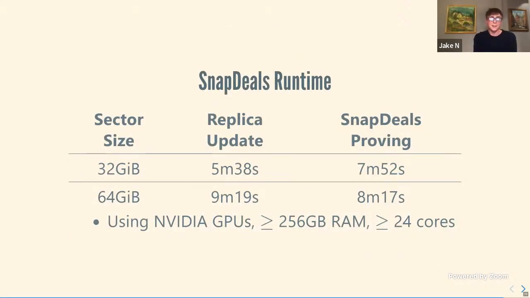And finally, here are some metrics about what the current SnapDeals runtimes look like. It's about the same for 32 and 64 gigabyte sector sizes. Less than 10 minutes to update a CC sector, and then less than 10 minutes to also do the proving, to prove that you did it correctly. This was done using NVIDIA GPUs and pretty standard hardware, more than 256 gigs of RAM.